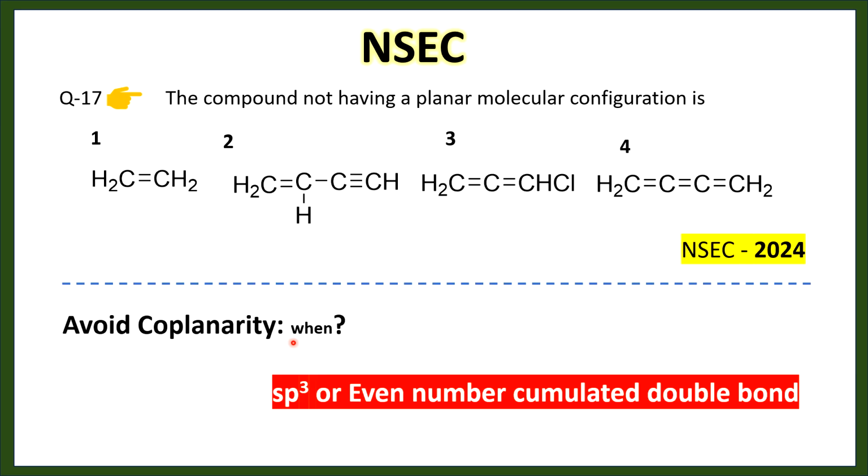Now question number 17: the compound not having a planar molecular configuration, which case? So about chlorobromido, when it is sp3 or an even number of cumulative double bonds, that means we can see here that these are all sp2, this is sp2, sp, this is 1, 2, 3, two are sp2 and the middle one is sp, but as it is an even number, this is the right answer. This is non-planar. This is an odd number, this is planar.